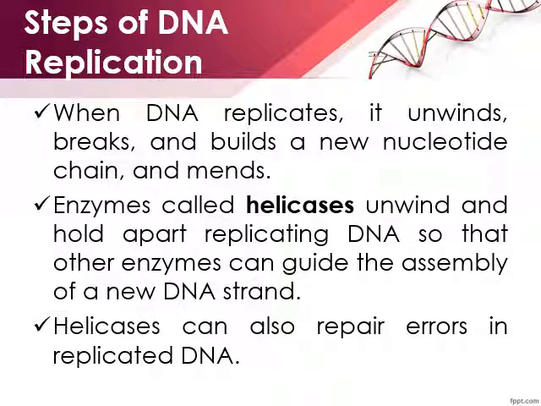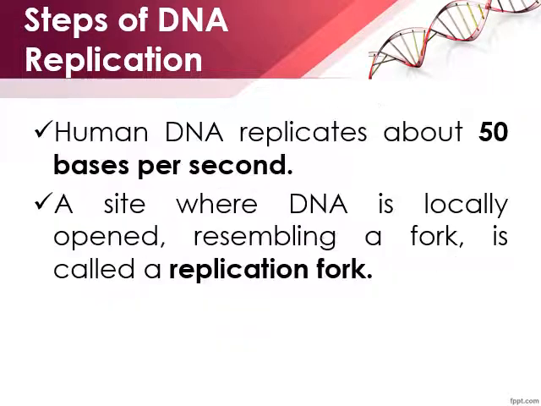So, steps of DNA replication. So when DNA replicates, it unwinds, breaks, and builds a new nucleotide chain and mends. So there's an enzyme in the steps of DNA replication that is helicase. So they hold apart replicating DNA so that other enzymes can guide the assembly of new DNA strands. So helicases can also repair errors in the replicated DNA. So human DNA replicates about 50 bases per second, and the site where DNA is locally opened, resembling a fork, is called a replication fork.